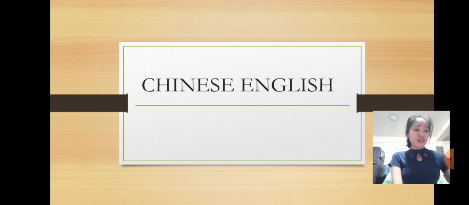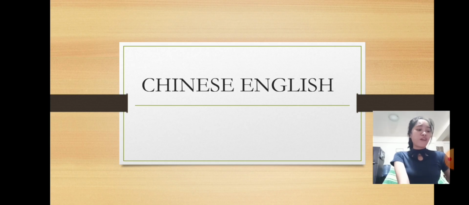Chinese English, often abbreviated as CE, refers to the variety of English spoken or written by Chinese speakers, particularly those whose first language is Mandarin or another Chinese language. It encompasses linguistic features, vocabulary, syntax, and discourse patterns influenced by Chinese language and culture. This variety of English reflects the unique linguistic and cultural context of China, where English is used alongside or in conjunction with the Chinese languages.